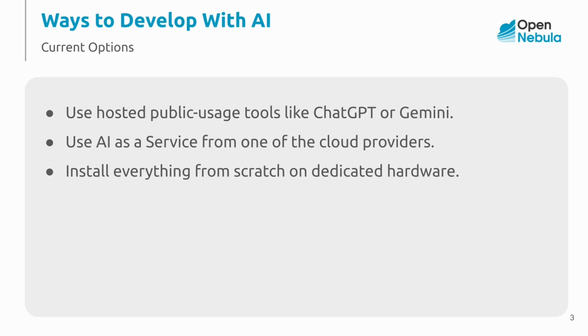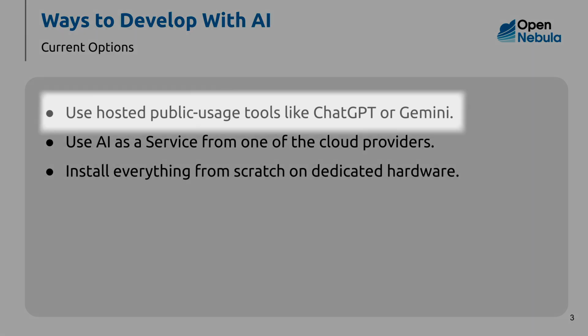Currently, if you would like to develop an application that's using some kind of large language model, you have a few options. Use hosted public usage tools like ChatGPT or Gemini. While it's the easiest option, the advanced models typically are behind the paywall. The resources are shared and you do not have full control over your data.